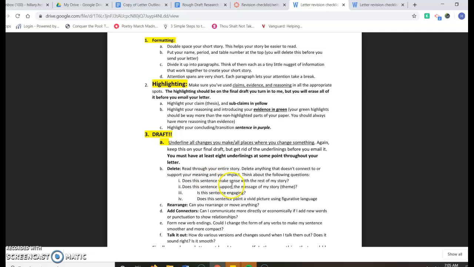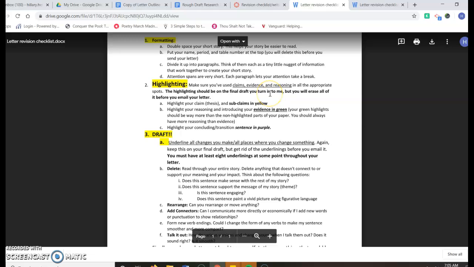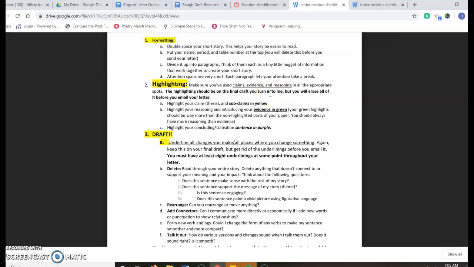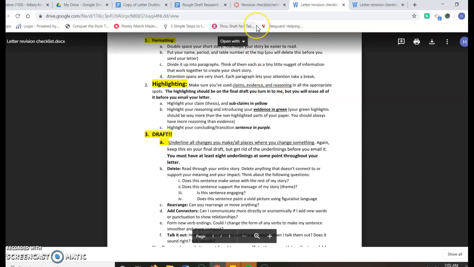Think about the following questions. Does this sentence make sense with the rest of my letter? Does this sentence support the message of my letter? Is this sentence engaging? Does this sentence paint a vivid picture using figurative language? So this is where you want to think about who your audience is and how you can make this better fit your audience.